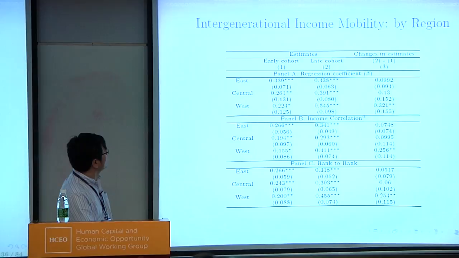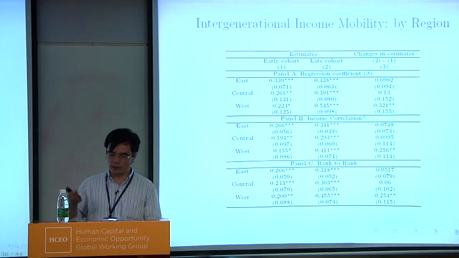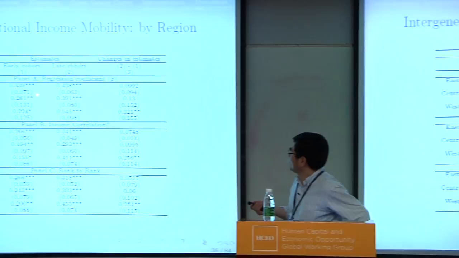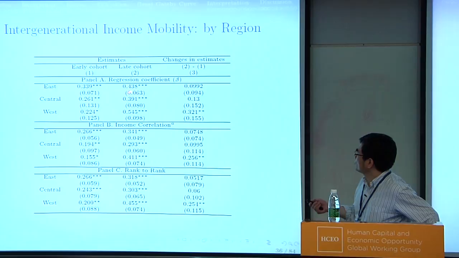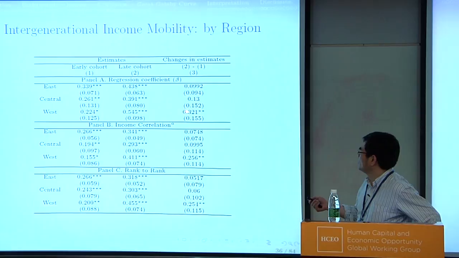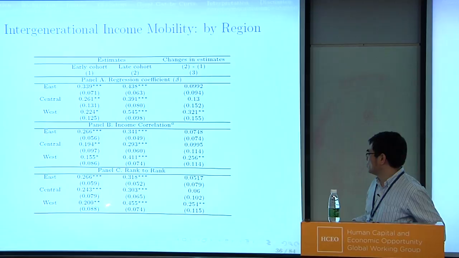So by region, we want to see how the same differ across region, whether the economic reform, as I said earlier, affected the different regions differently. We see early cohort east, okay, late cohort east coefficient going up, okay, intergenerational mobility going down. This is a regression coefficient. Central also going up, west going up a lot, at 0.22 to 0.545. Okay, so the west is really suffering relatively. Income correlation, again, east, central, west, the coefficient increases the largest, meaning intergenerational mobility declines the largest as well. Rank-rank coefficient, again, east, central, they are all going up. Again, west is the region where intergenerational mobility declines the most.